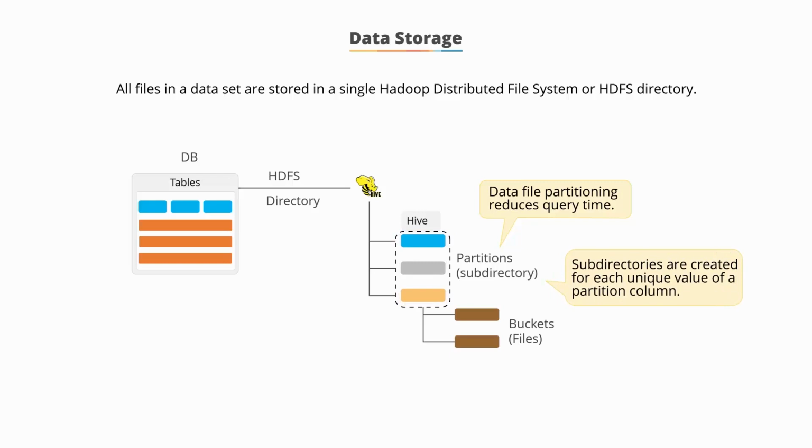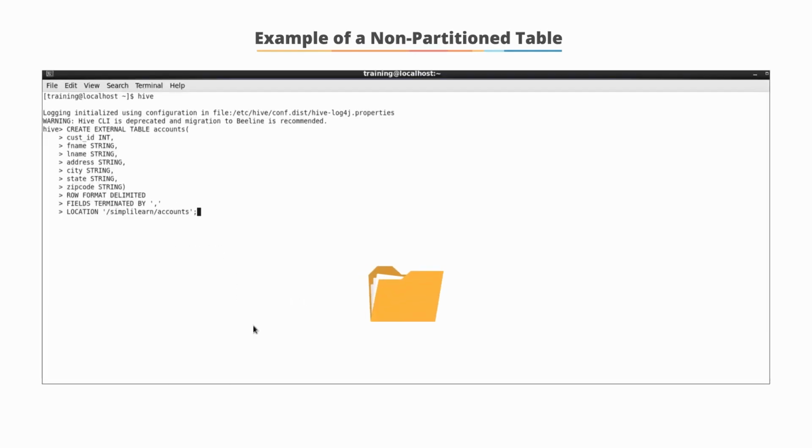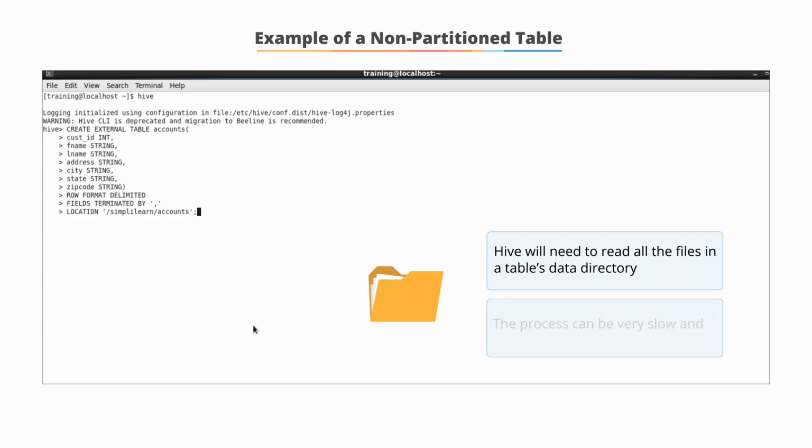In case of partitioned tables, subdirectories are created under the table's data directory for each unique value of a partitioned column. You will learn more about the partitioning features in subsequent sections. Example of a non-partitioned table. In non-partitioned tables by default, all queries have to scan all files in the directory. This means that Hive will need to read all of the files in a table's data directory. This can be a very slow and expensive process, especially when the tables are large.